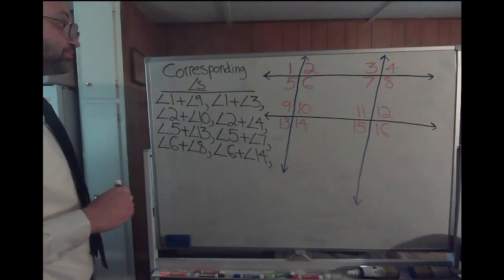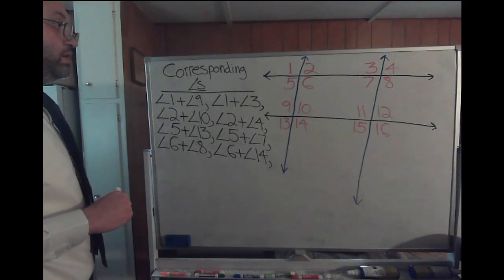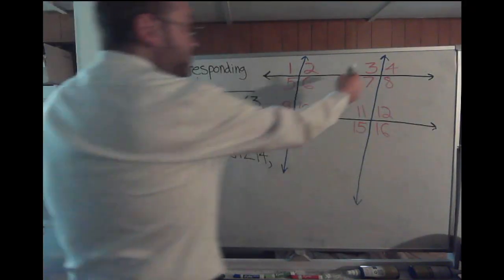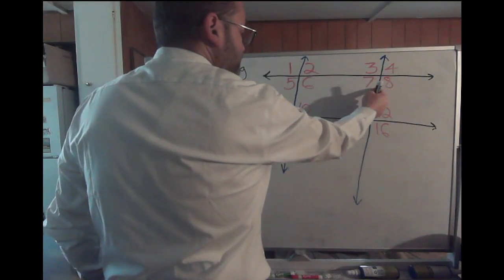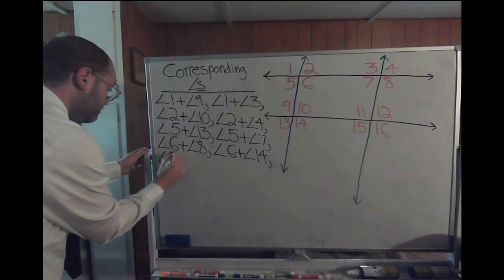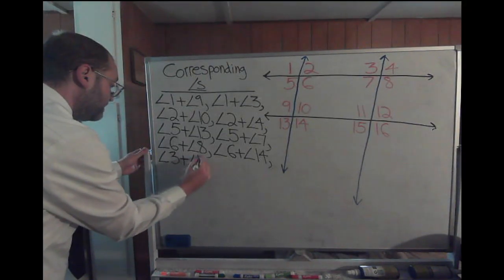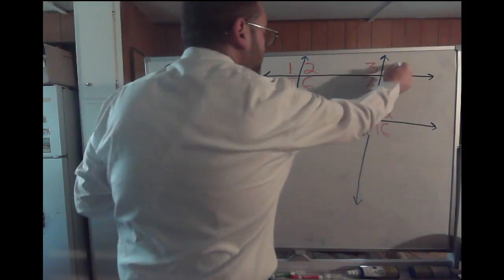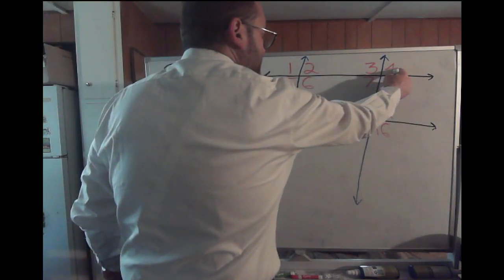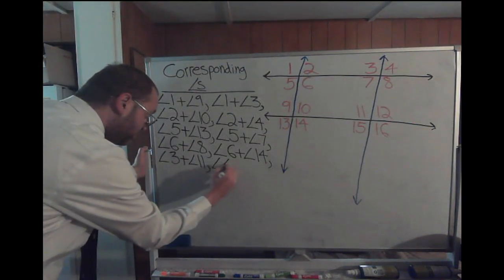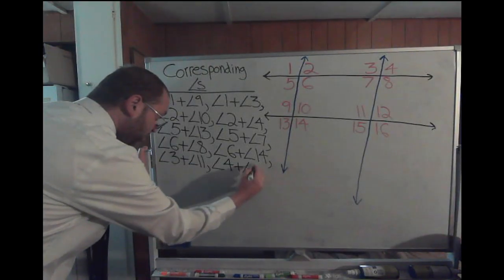Now, let's go on here. What about, we have angle 3's in the top left of this intersection. Well, angle 11's in the top left of that intersection, so angle 3 and angle 11 are corresponding angles. Now, what about angle 4? Angle 4 is in the top right of this intersection. Angle 12 is in the top right of an intersection in roughly the same spot. So angle 4 and angle 12 are corresponding angles.